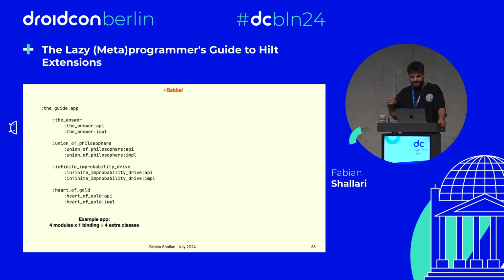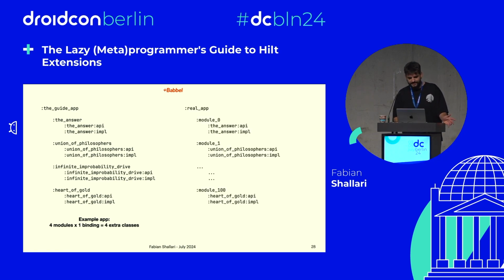And it's completely fine, for example, if you do this for a small example app. So in this example, there are 4 modules with 1 binding each. So in the end, you write 4 extra Dagger classes. It's not the end of the world. But besides being extremely lazy, there is also a more pragmatic reason why we don't want to write these classes ourselves over and over and over again.